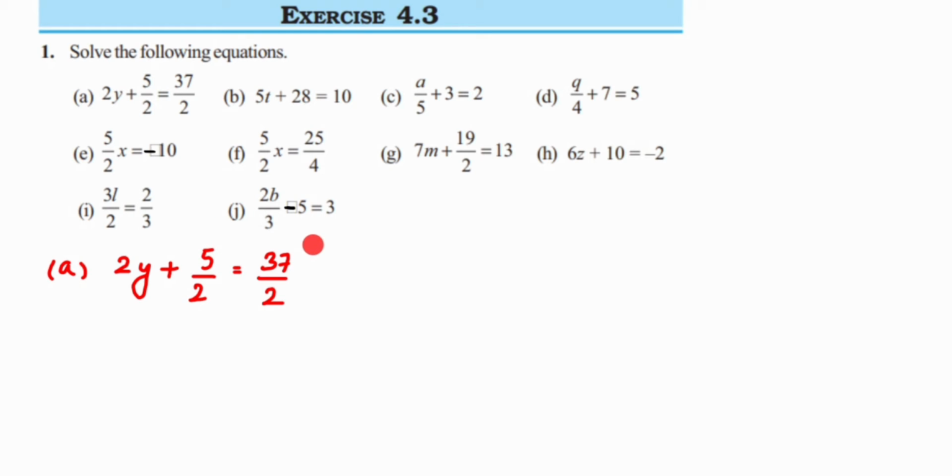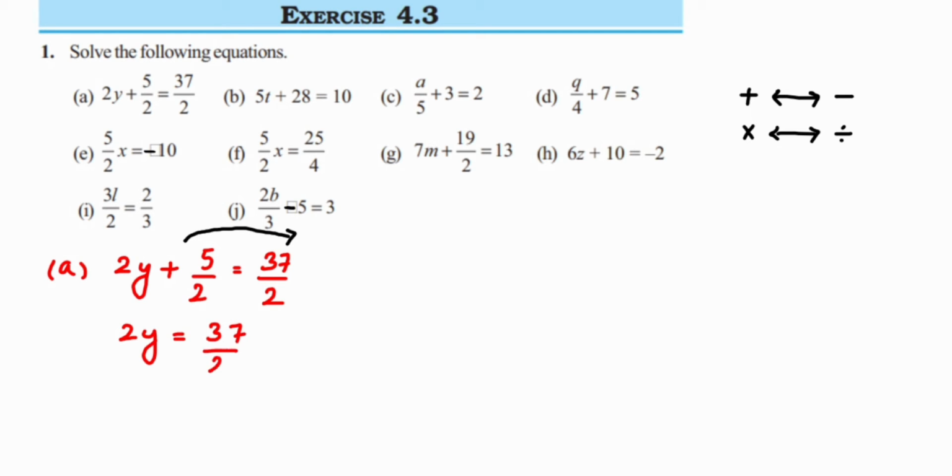Now since it has a plus sign, when it is transposed it becomes minus. Remember, a plus sign when you transpose to the other side, whether LHS or RHS, will become minus. Similarly, minus when you transpose to the other side becomes plus. So plus and minus are opposite signs. Similarly, multiplication and division are also opposite signs. So when you transpose 5 upon 2 to the other side, it becomes minus 5 upon 2. So from here we can write 2y is equal to 37 upon 2 minus 5 upon 2.